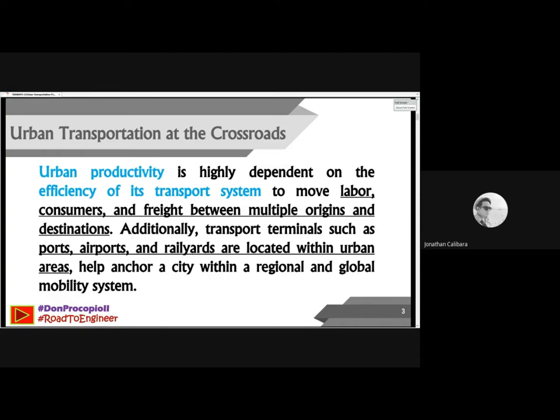First, labor. How people will work. Of course, if you are working, for example, in public. Some of us have our own vehicles, okay? But 90% or 80%, I don't have the statistics, but 80% are depending on public transportation.